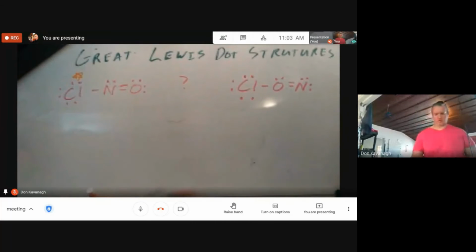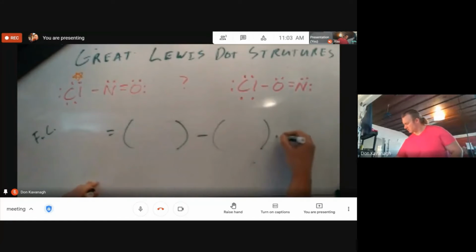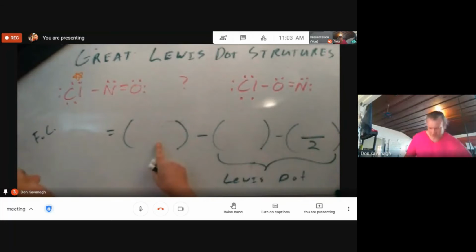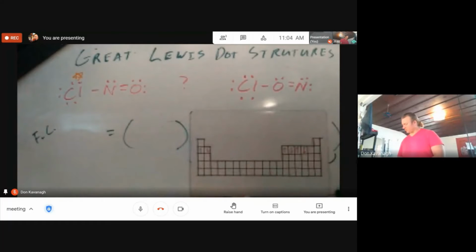And to do a formal charge calculation, this is kind of our skeleton setup. We need 3 values and then just subtract them from one another here. This first value we get from the periodic table. We find the element on the periodic table to calculate the valence electrons.